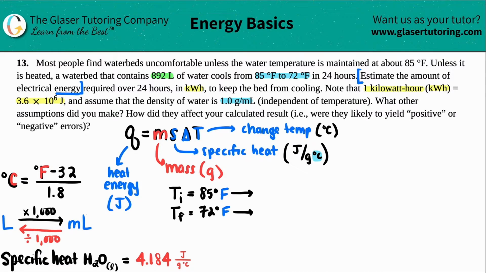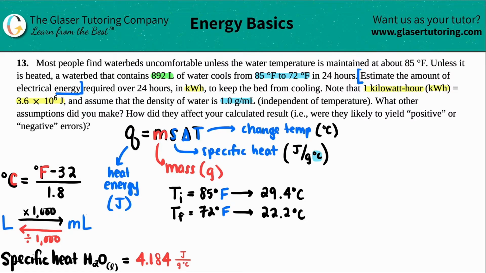So for the first one, 85, I'm going to do 85 minus 32. And then I'm just going to take that answer and divide it by 1.8. So I'm just going to round this one. I'm just going to say that it's 29.4 degrees Celsius. And then for the 72, I'm going to do 72 minus 32 and divide that all by 1.8. So I get 22.2.